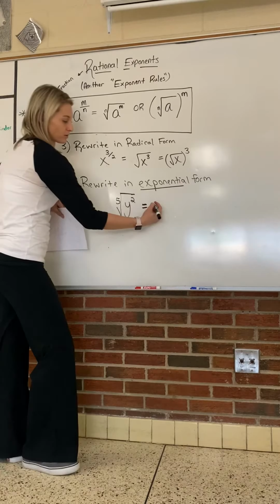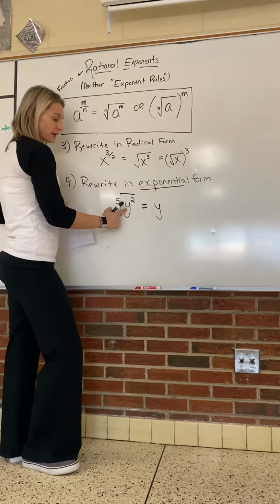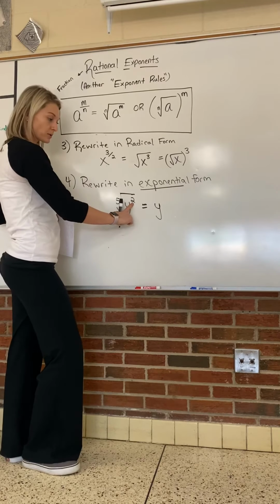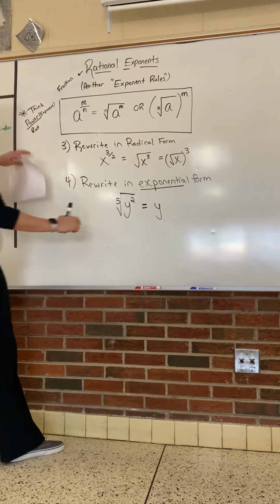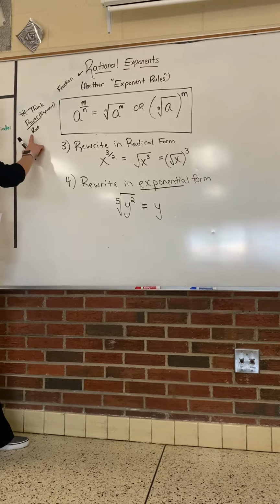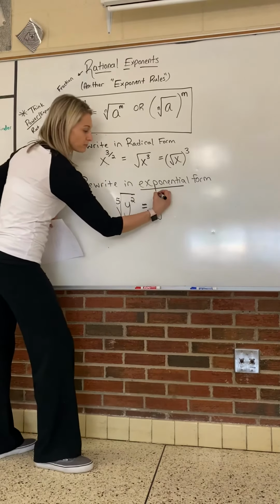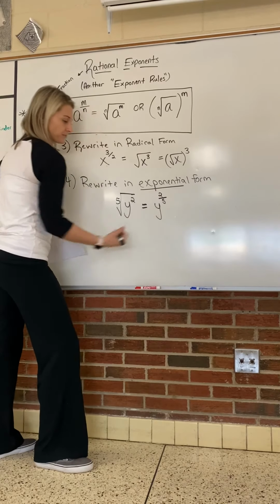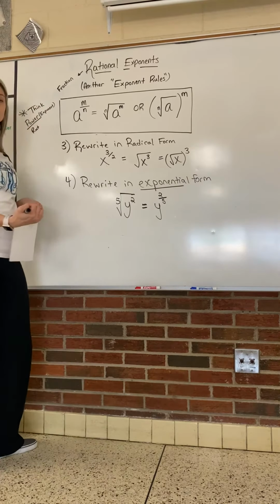Okay, so go ahead and write your base. Think about which one's the power and which one's the root. That's the exponent, so that's the power. That's the number that goes on top. And then the root goes on the bottom. So if I put that together, power 2 over root 5. And then there is my exponential form.